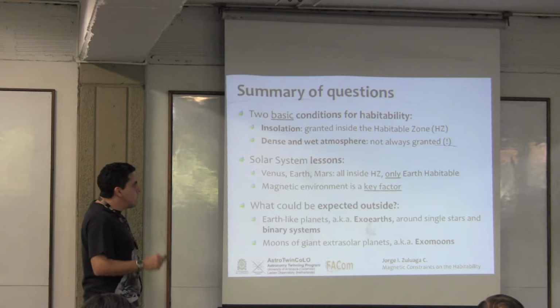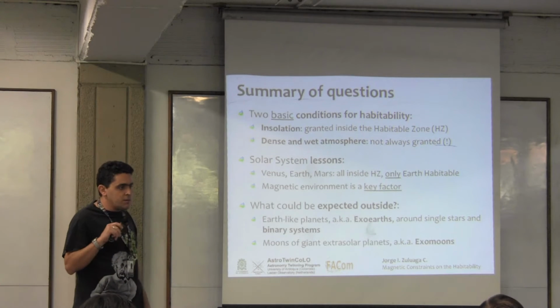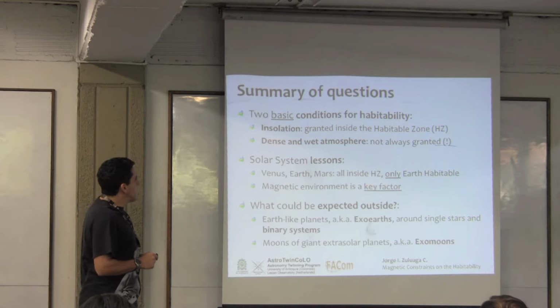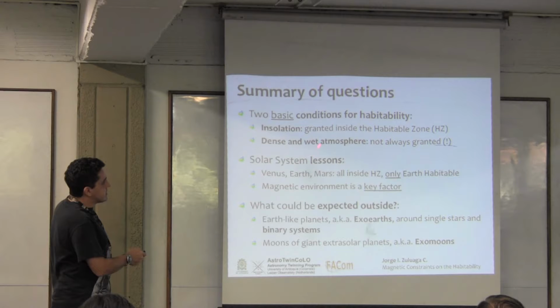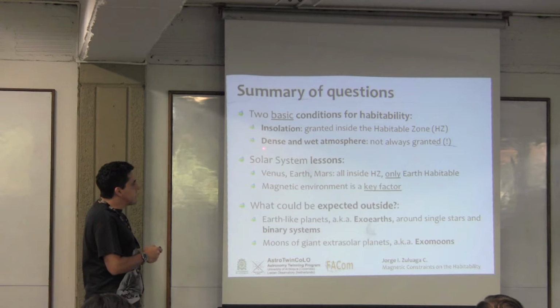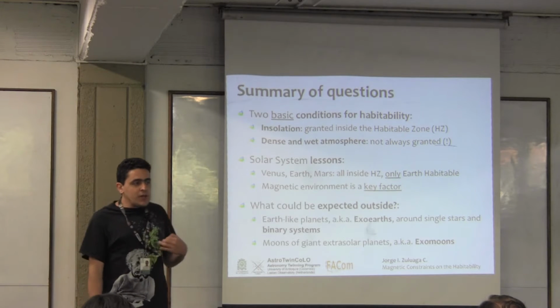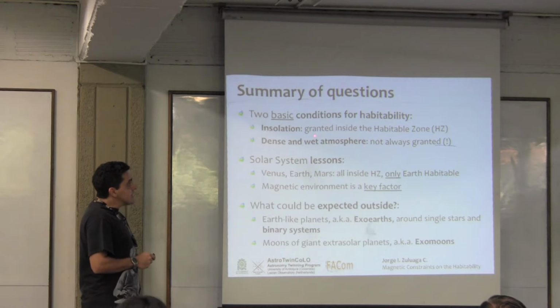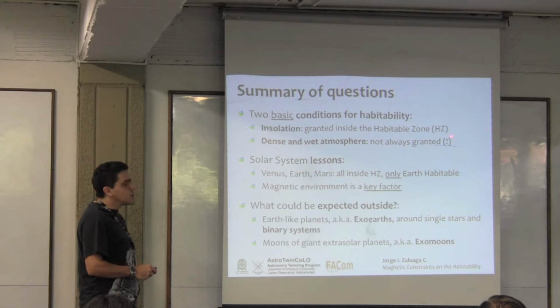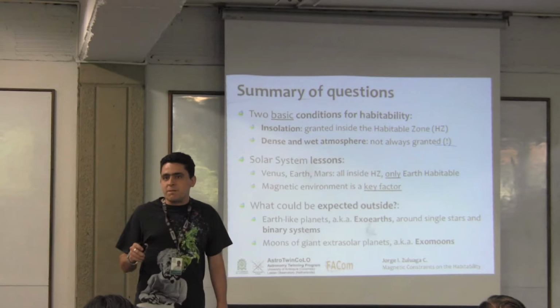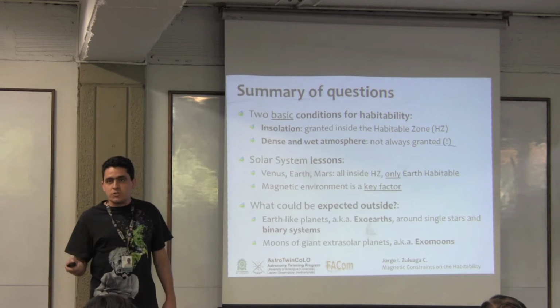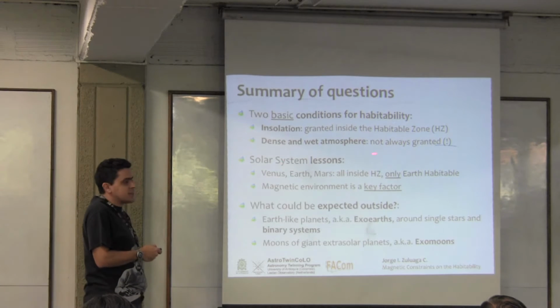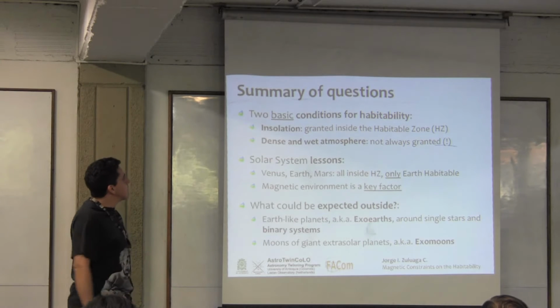But there is a second and very important condition that everyone normally forgets, or thinks is always granted, and it's the existence of a dense and wet atmosphere. If you don't have a dense atmosphere, you can forget about having liquid water on the surface. The problem is that this condition is not always granted inside the habitable zone. And the physical conditions you need to have this are much more complex than this.